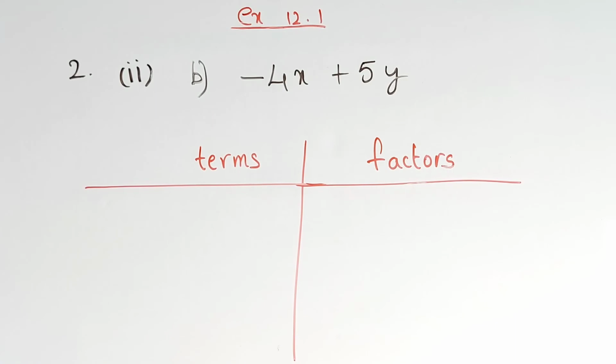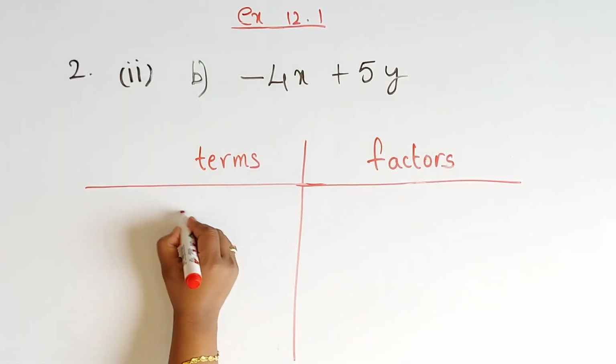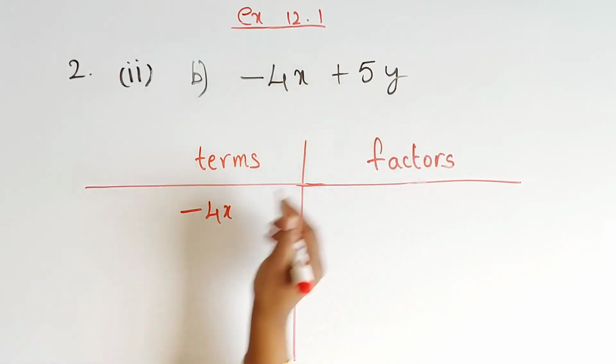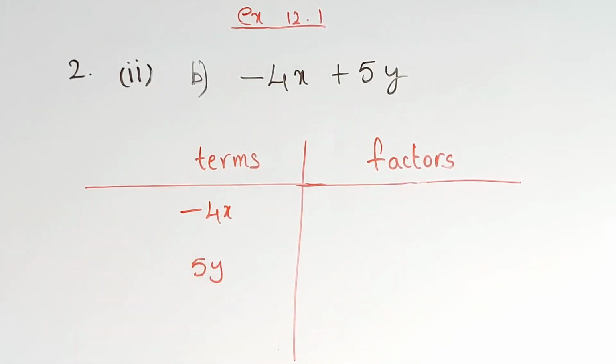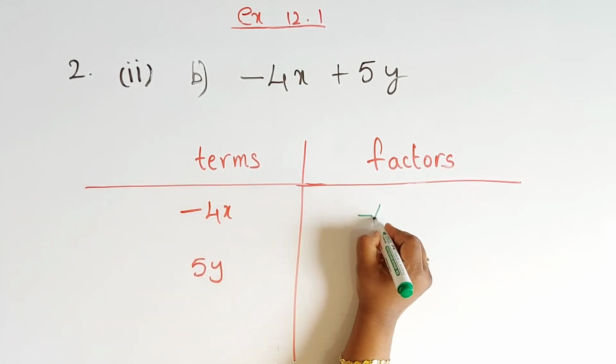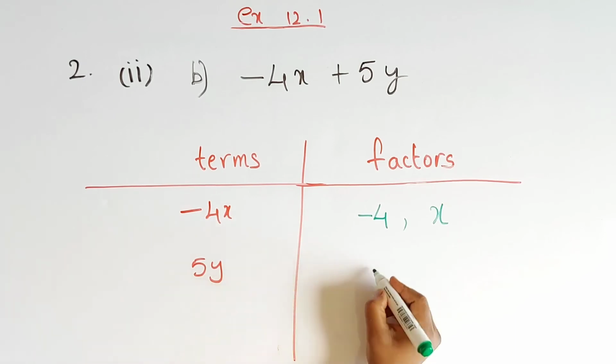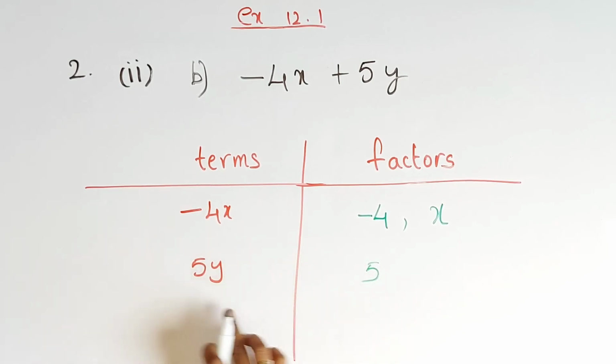Second question, minus 4x plus 5y, children. Here we have 2 terms. Minus 4x is the first term and the second term is plus 5y. Now we'll write the factors for the first term. Now check here, minus 4 is one factor and x is another factor. Now here plus 5 is one factor and y is another factor.